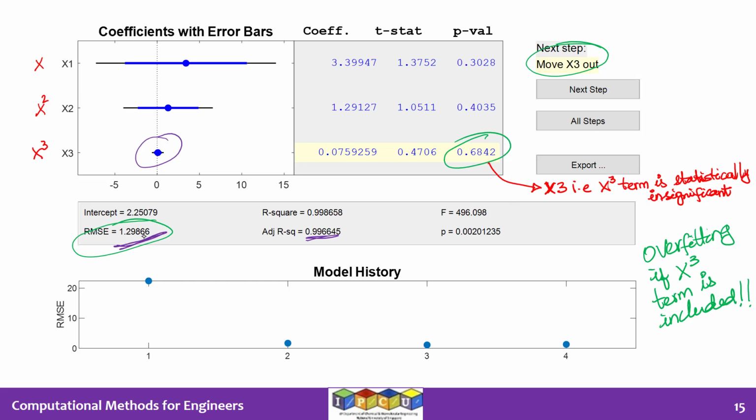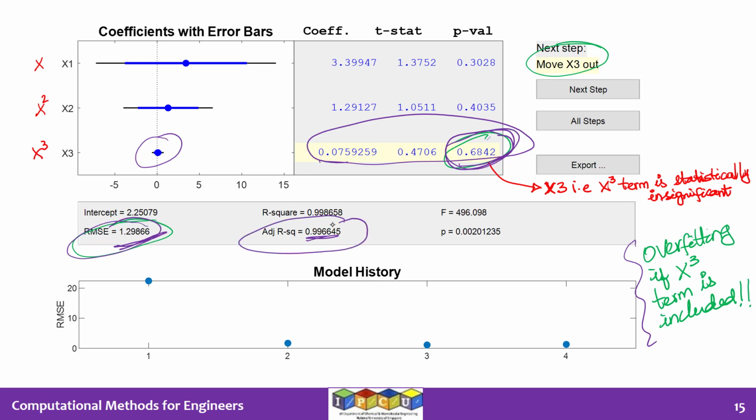So all this indicates, along with this p-value of 0.6842, which is a high value, that this term is not statistically significant. By including the x cube term, we are beginning to overfit the data. And there are clear warnings from the p-value, from the RMSE value and the adjusted R squared value. They deteriorate: RMSE increases and R squared adjusted falls. These are signs of deterioration. So the x cube term is statistically insignificant. So do not include the x cube term.